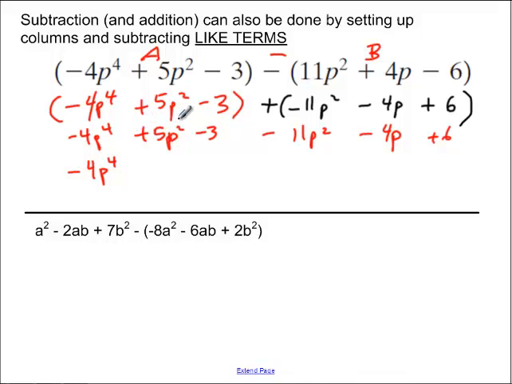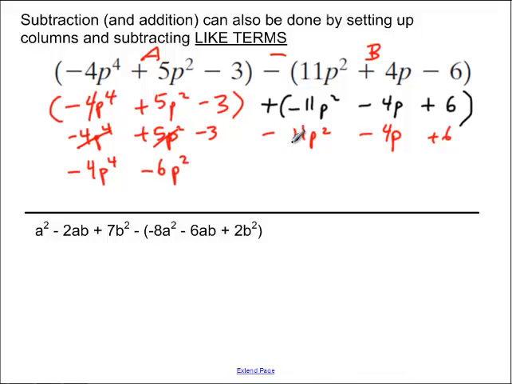Any p cubes, and we can cross that one off. Any p cubes? No p cubes. All right, p squared. Here's a p squared. Here's a p squared. Sorry, plus 5p squared minus 11p squared, we add up the coefficients. Plus 5 minus 11 gives us minus 6p squared.